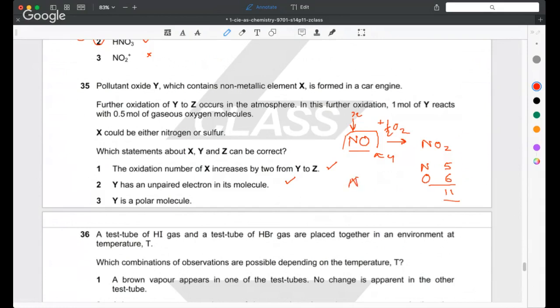Because you've got nitrogen and oxygen, you've got an electronegativity difference between them, and so you're going to end up with one end of the molecule being slightly negative compared to the other end of the molecule, which is slightly positive, because there's an electronegativity difference between the nitrogen and the oxygen. So in this case, all of those are correct. And when you've got 1, 2, and 3 correct, that gives you answer A.